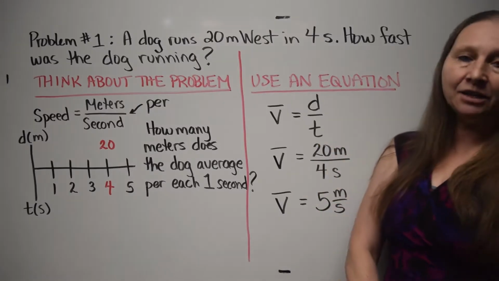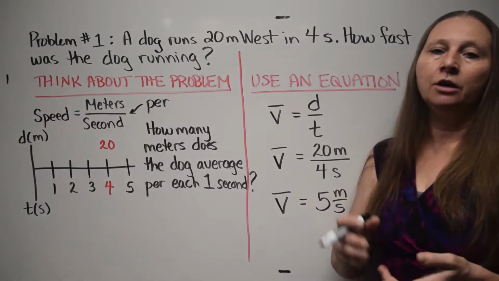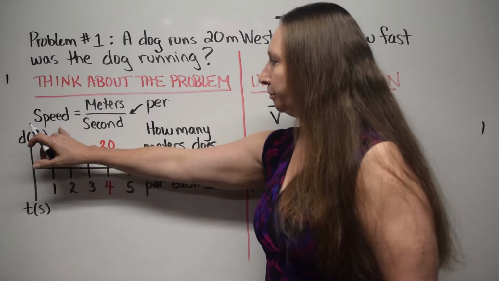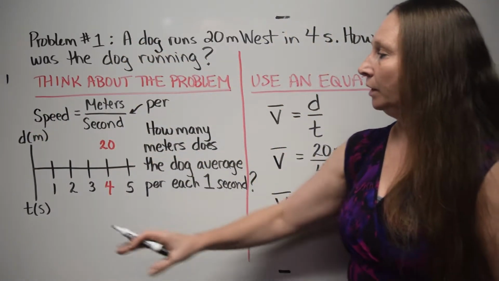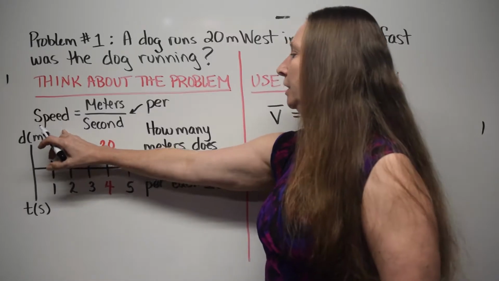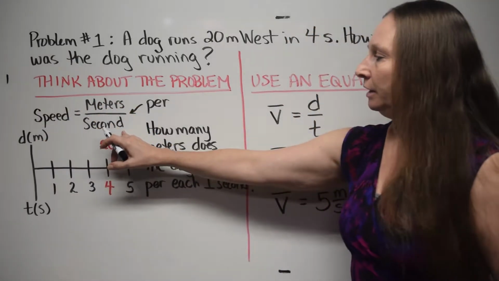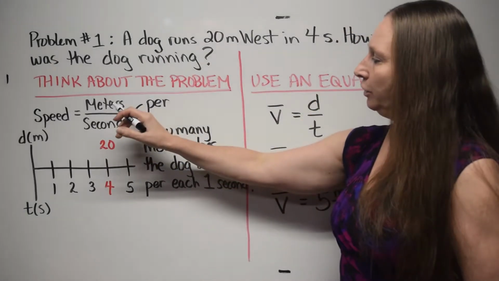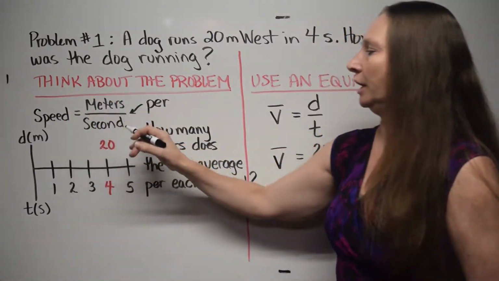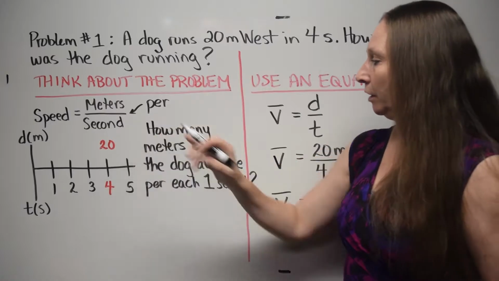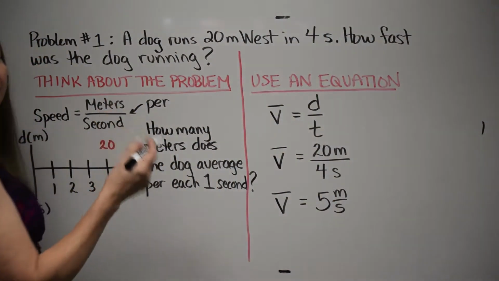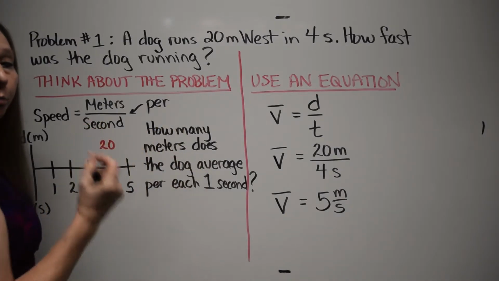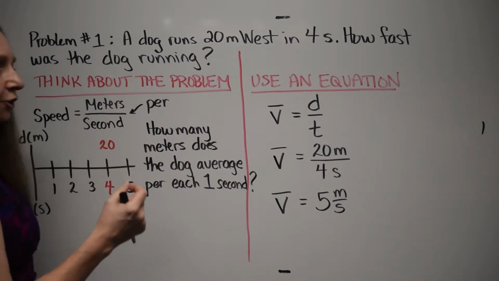When they ask how fast, they want to know either the dog's speed or the dog's velocity. So let's calculate the speed right here. Now, let's think about the problem. We know that the unit for speed is meters per second. That means you're dividing. In order to get that unit, you're going to have to divide. And when you see that division sign, it means per. So what they're really asking about, when they're asking about the speed, is how many meters does the dog average per each 1 second? That's what the speed is.